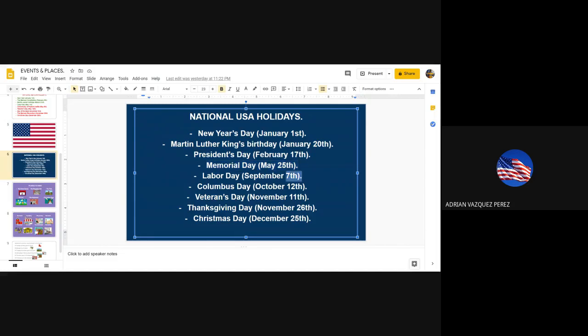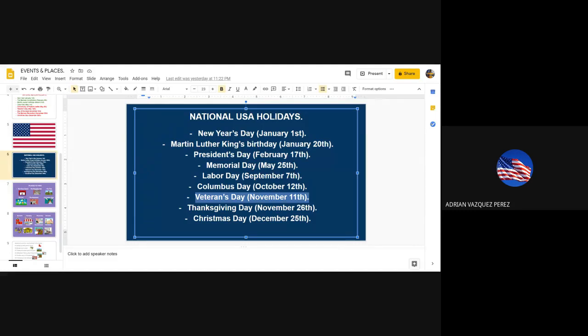They also have Labor Day on September the 7th. We in Mexico also have Labor Day, but on a different date, on a different day and month, correct? Then they celebrate, actually more than us, Columbus Day on October the 12th. It just passed last week. Do you remember what Columbus Day was for? ¿Se acuerdan de qué celebramos en Columbus Day el 12 de octubre? Then we have Veterans Day.